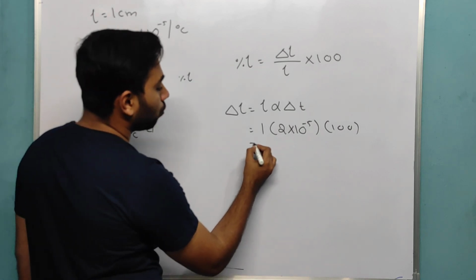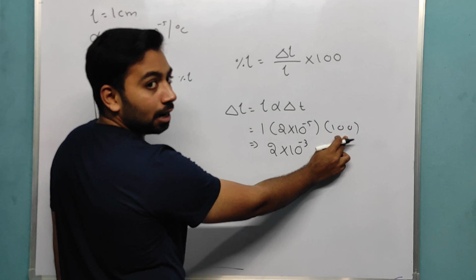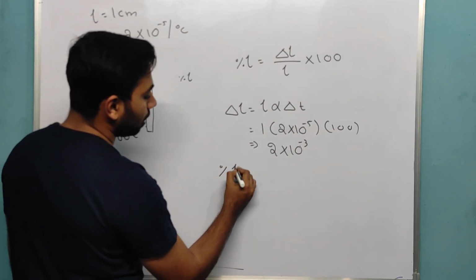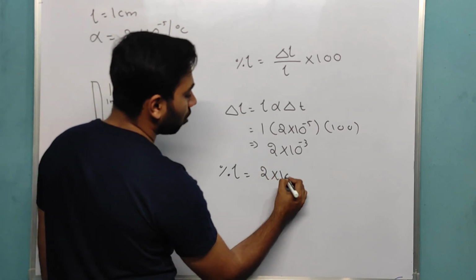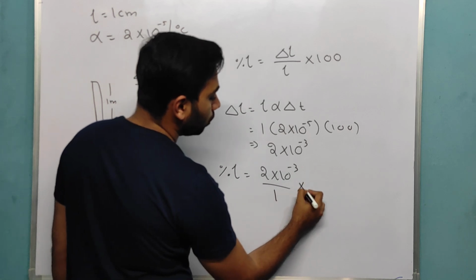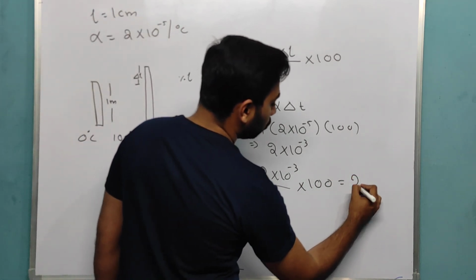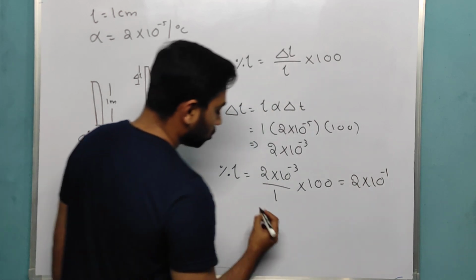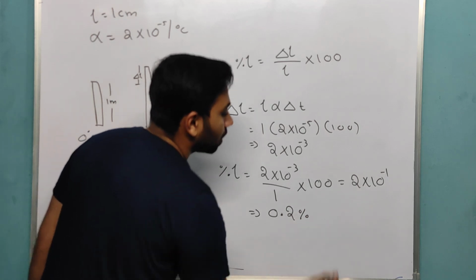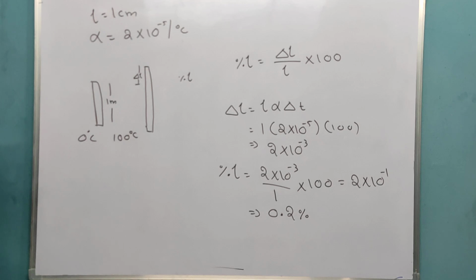Now if I do the overall calculation, I will get 2 into 10 to the power of minus 3, because it is 100, so minus 3. Now I will substitute this here: percentage change is equal to 2 into 10 to the power of minus 3 divided by the original length, which is 1 centimeter, into 100. So overall I will get the final answer as 2 into 10 to the power of minus 1, which in percentage is 0.2%. This is the change in our length. Okay, note down the first one. I think it is over. Good.